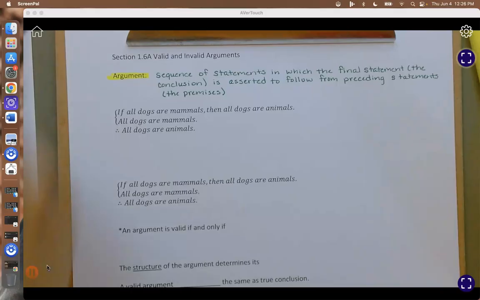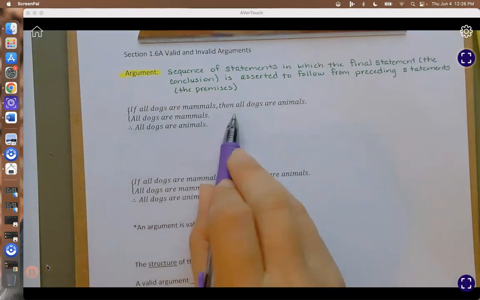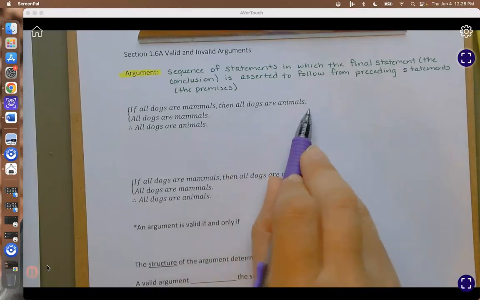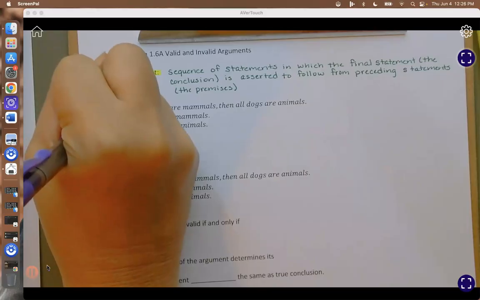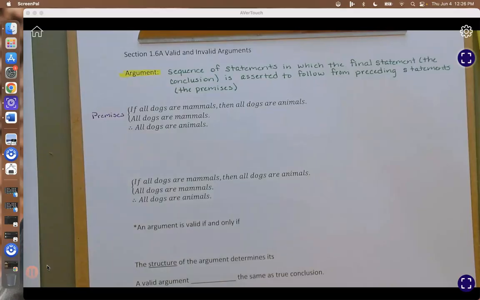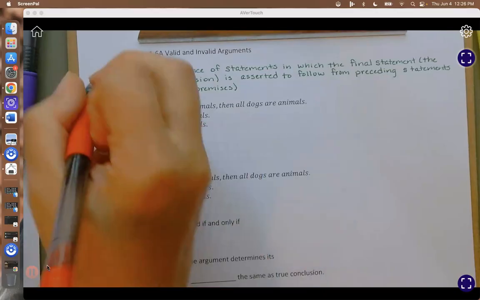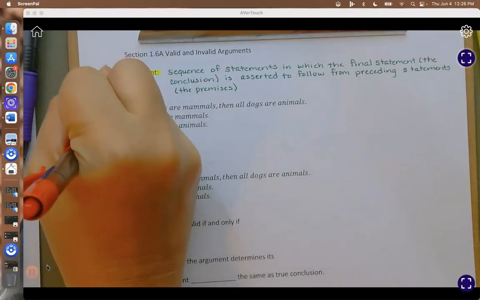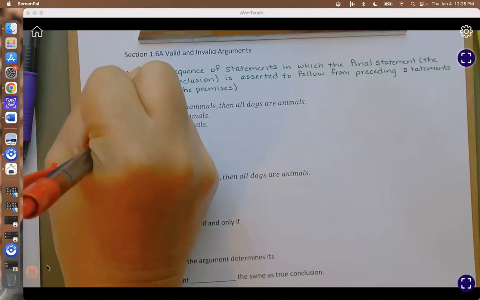Alright, so this is going to make more sense as we go through it, okay? So these first two sentences here: if all dogs are mammals, then all dogs are animals; all dogs are mammals. These are our premises. They're our starting statements. These three little dots mean therefore, and this last statement is our conclusion. So look, we're going to make some notes over here to the side.